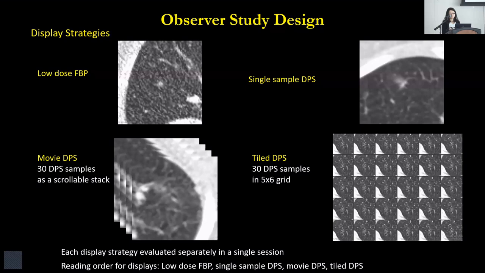The second type of multi-sample display we tried is this tiled display. We used the same 30 samples, but placed them in a grid of 5 by 6. This is also a display method that's familiar to radiologists in nuclear medicine.